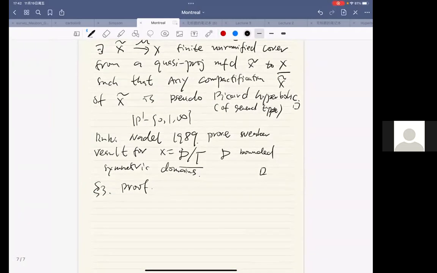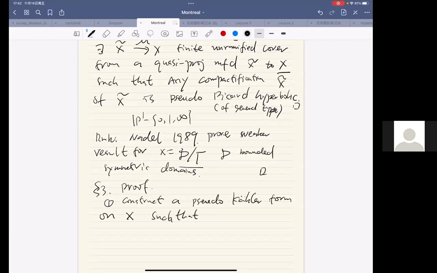I will explain the proof. It consists of two steps. First, we will construct a pseudo-Kähler form, which I denote omega, on X such that its holomorphic sectional curvature is less than some negative constant. So this is the first step.